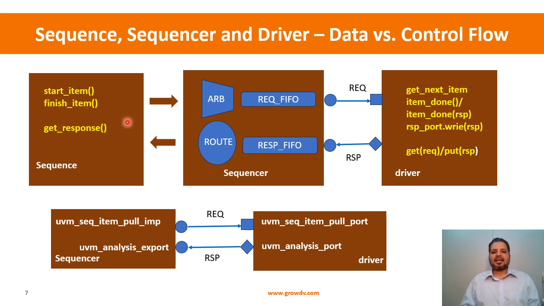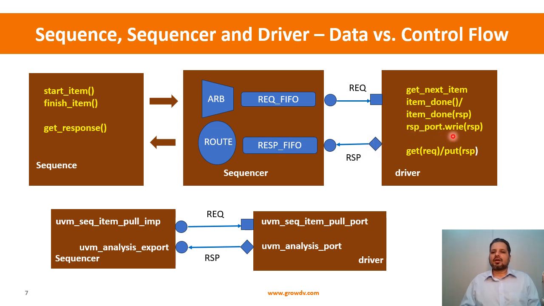Now, as far as the overall interaction is concerned, it happens through a bunch of APIs. The sequence uses the APIs called start item, finish item, and get response. The get response is the one that is used for getting the response. On the driver side you use the APIs called get next item and item done, and item done has two flavors. Item done can be called without passing any value, or item done can be called by passing a response to it.